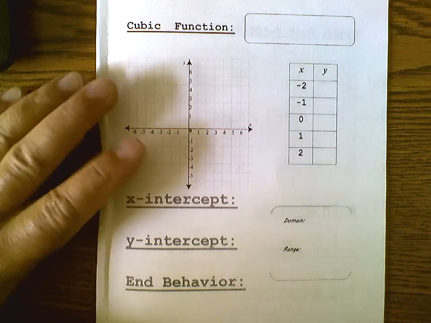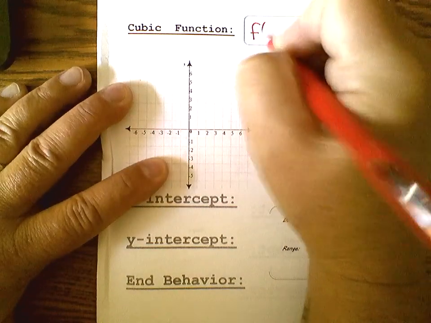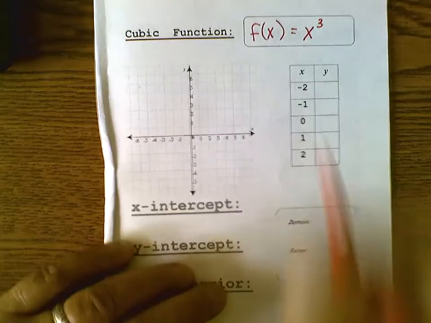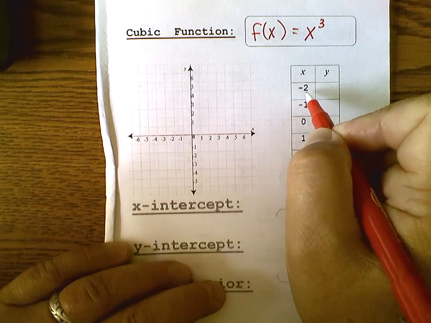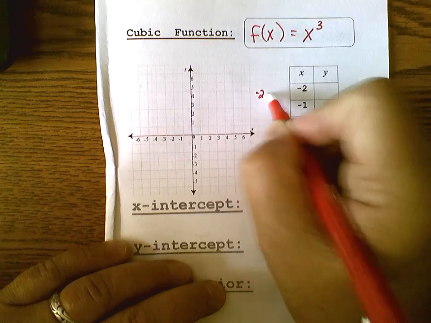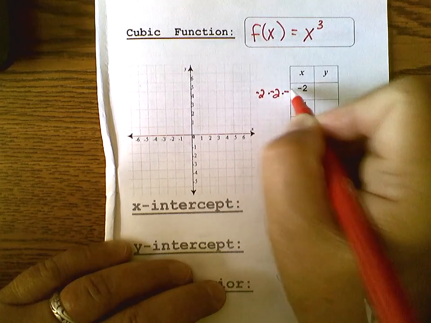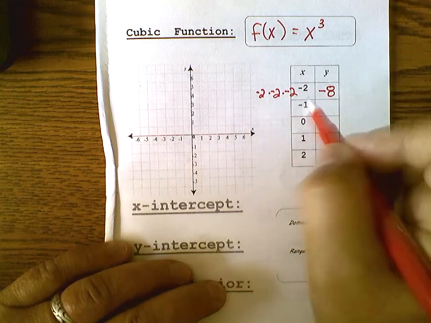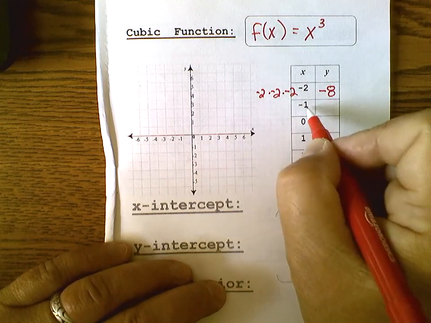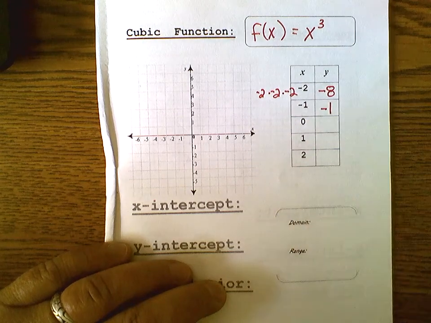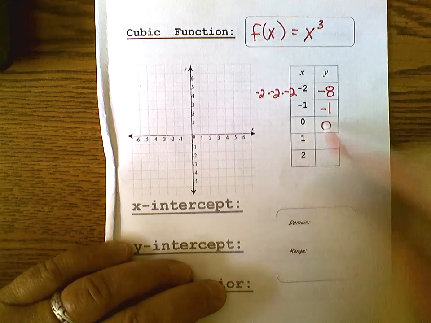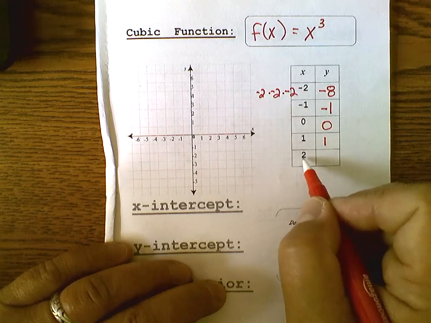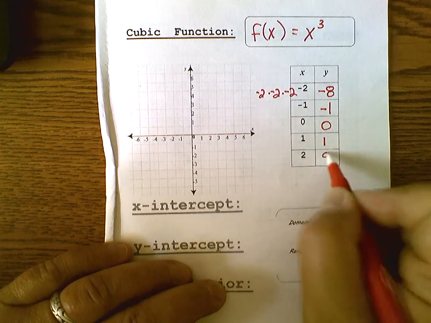Okay, cubic function. That means something that's cubed. So x cubed. So it's negative 2 cubed. Negative 2 times negative 2 is positive 4, times negative 2 again is going to be negative 8. Negative 1 times negative 1 is 1, times negative 1 is negative 1. 0 times itself however many times is 0. 1 to the third is 1, and 2 times 2 times 2 is positive 8.